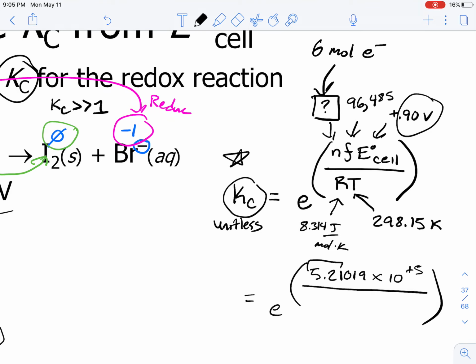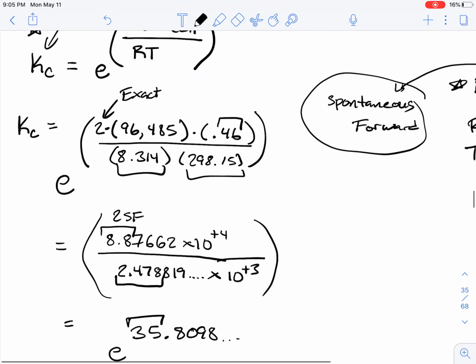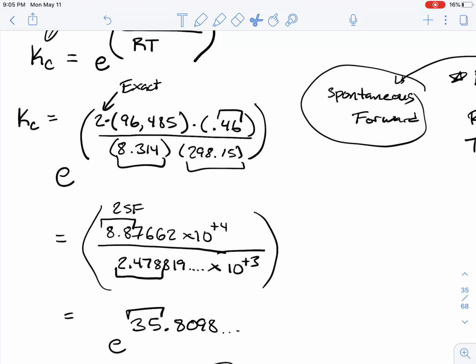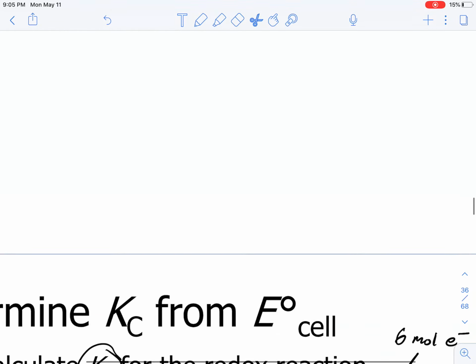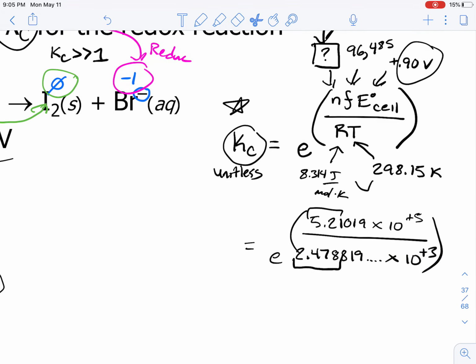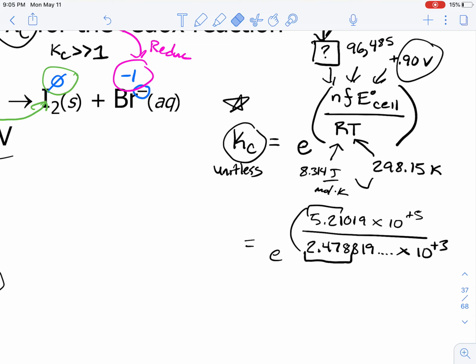And so for the denominator, you are just going to multiply these two. And this is the same as the previous example. So let me just plug that in there. So that's going to be this number right here. So I'm going to copy this. Okay. And so now that I have both of these pieces, I'm going to go ahead and divide them and then take the anti-natural log.